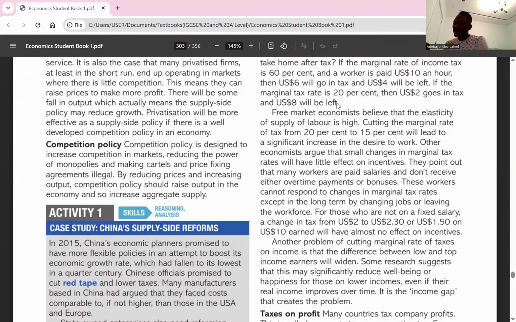So when we talk about competition policy, I wrote, it is designed to increase competition in markets, reducing the power of monopolies. I said that earlier. And making cartel and price fixing agreements illegal. By reducing prices and increasing output, competition policy should raise output in the economy and so increase aggregate supply. So with competition policy, it makes privatization become effective. With that, output is expected to rise, prices are expected to fall, and the supply side will have improvement because aggregate supply is expected to rise.